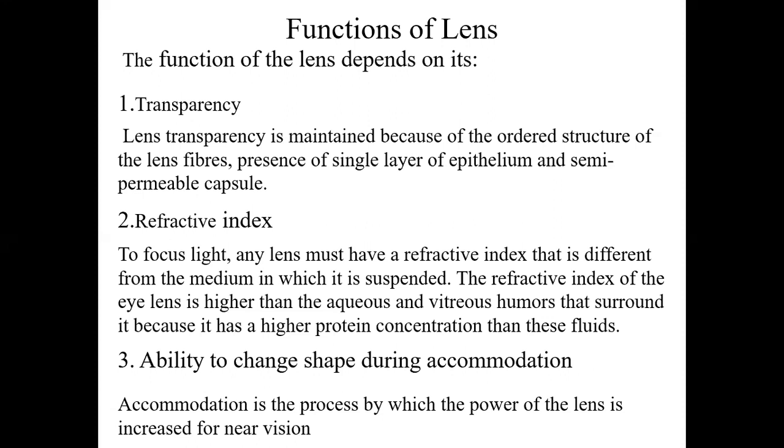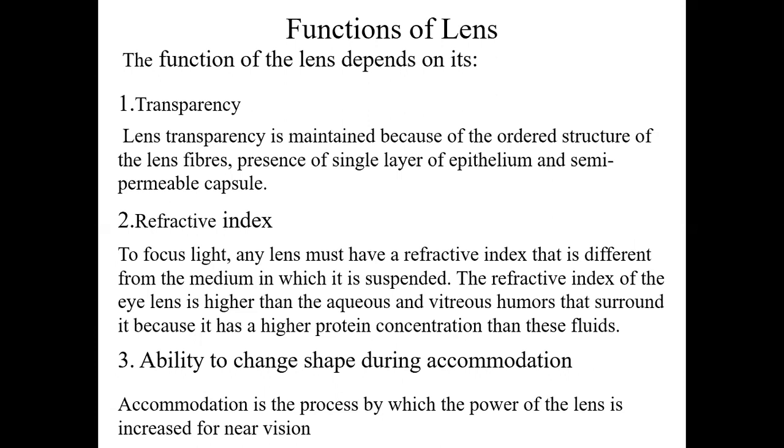We talked about the power of the lens, which is the refractive index. This helps us to focus light. The lens has a refractive index that is different from the medium in which it is suspended, like the vitreous and the aqueous humor in the posterior chamber. So the refractive power of the lens has to be more than the power of the fluid surrounding it, so that it is able to converge the light and focus it to the retina.